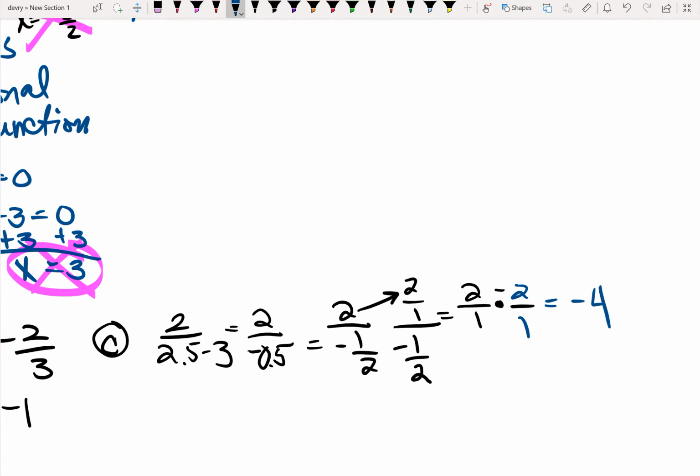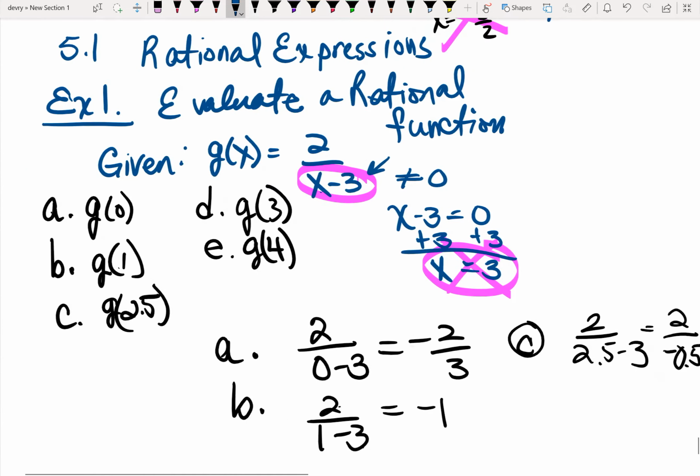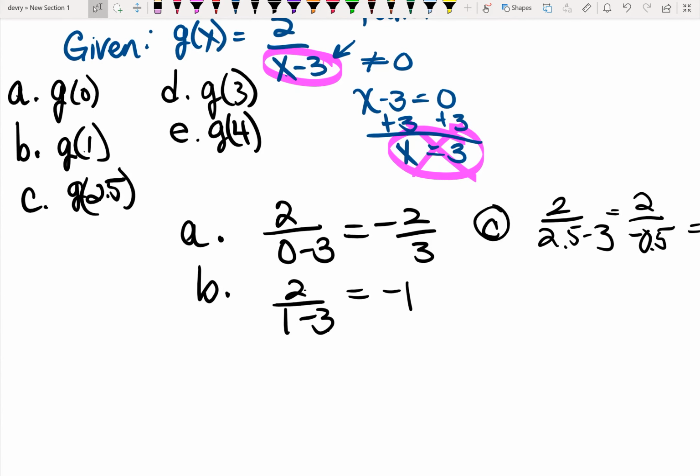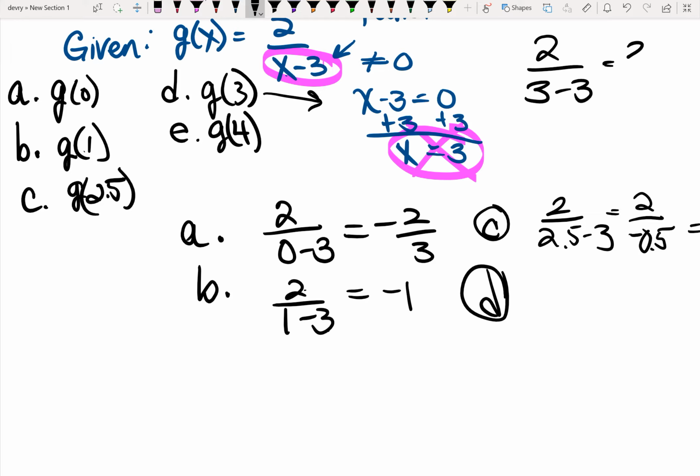So remember, this is a video, so even if I go quickly or not is irrelevant. You can always stop it and proceed as you need, okay? Part D, I gave you 3. This is actually up here already worked out for you. If I were to substitute in 2 divided by 3 minus 3, I end up with 2 over 0, which we know as an undefined fraction. So that would not work as a solution.